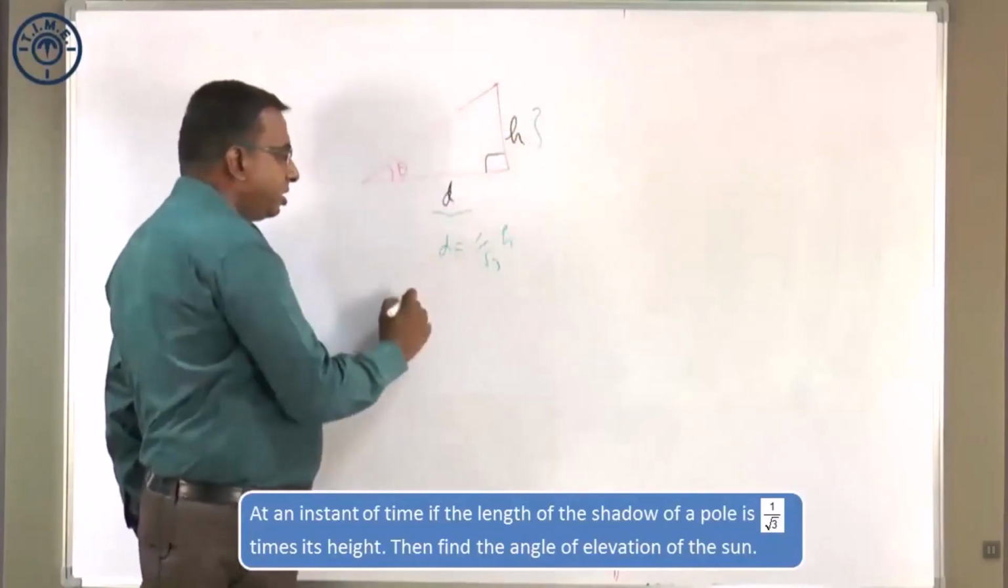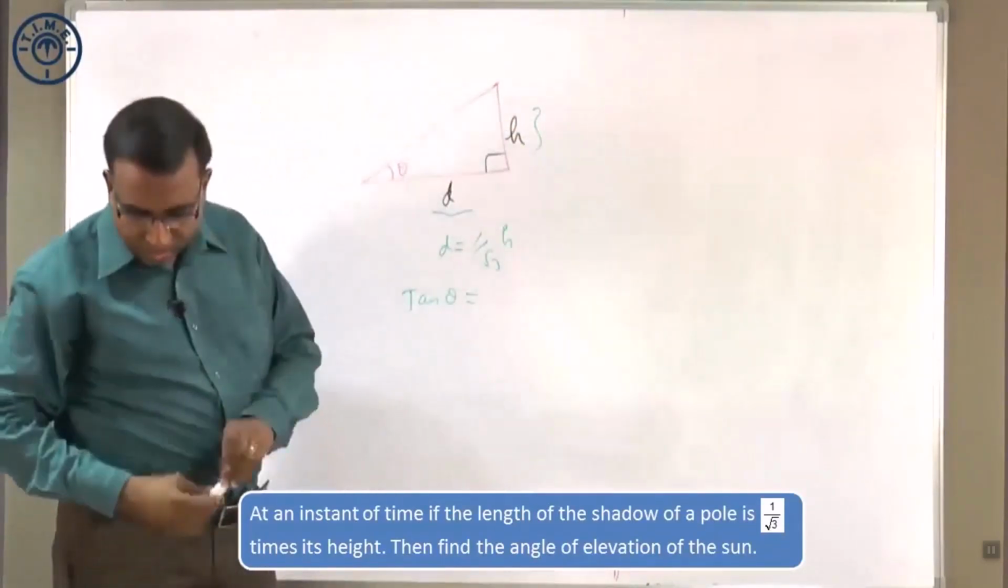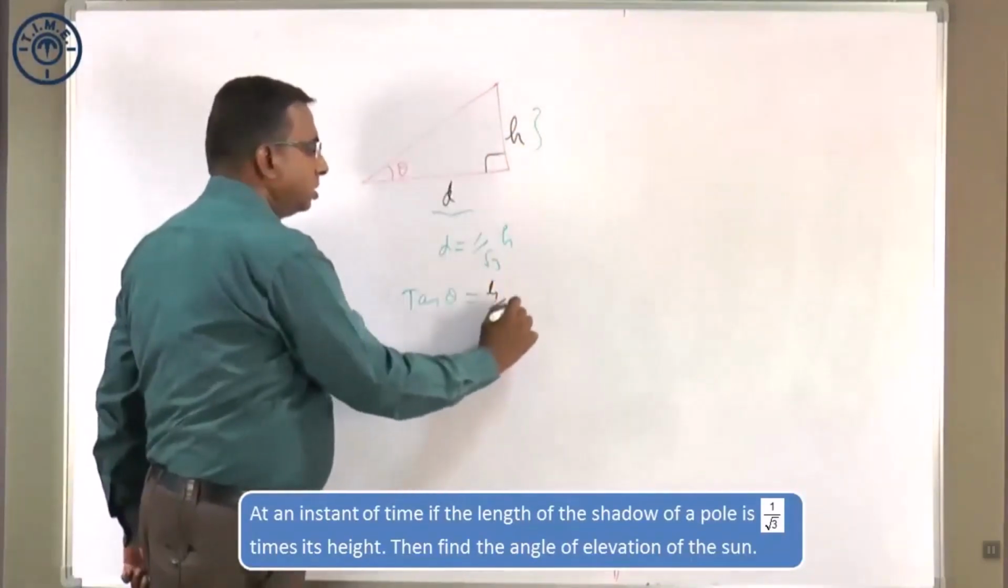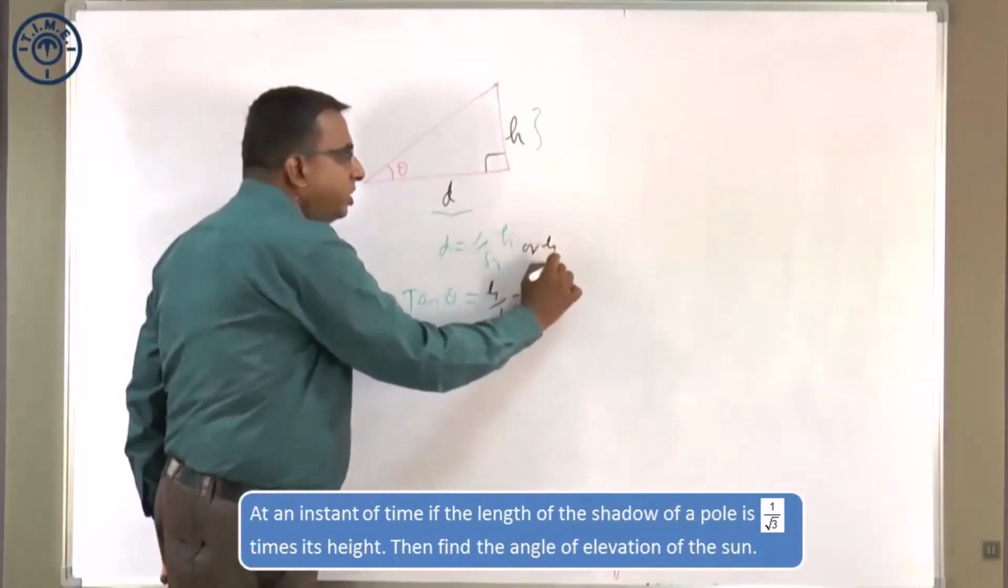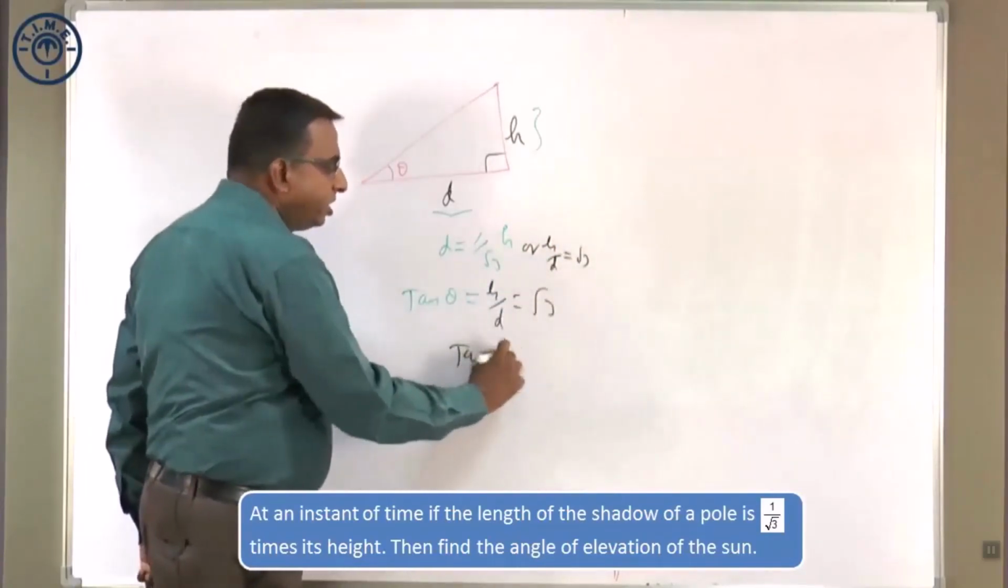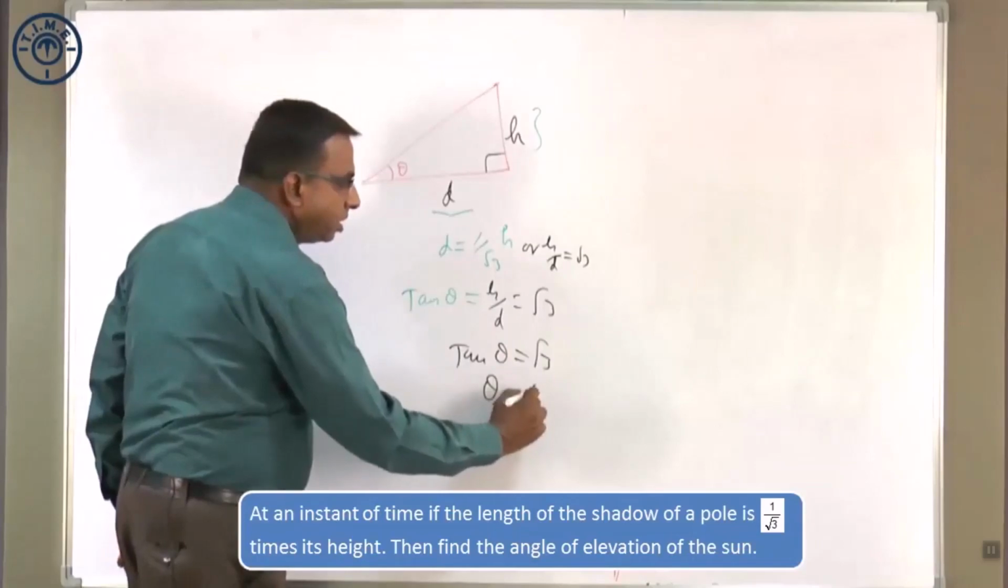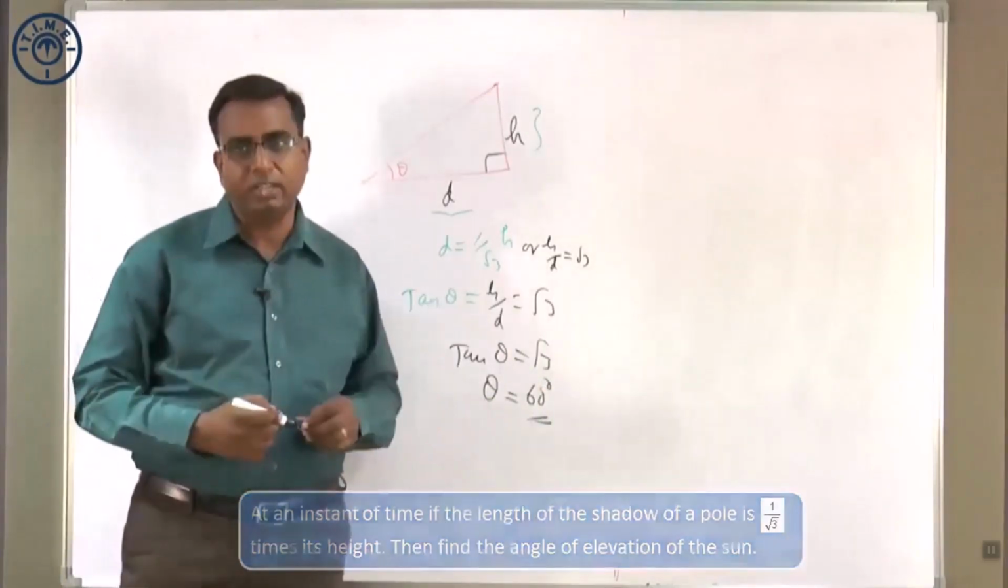So again you can clearly see that opposite by adjacent is tan theta. In fact, tan theta is h by d. You know that d is 1 by root 3 times h, or h by d would be root 3. Now we have tan theta as root 3. If tan theta is root 3, what will theta be? 60 degrees. So the angle of elevation of the sun is 60 degrees.